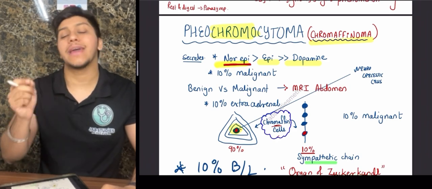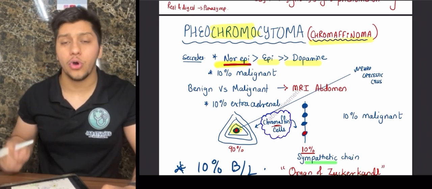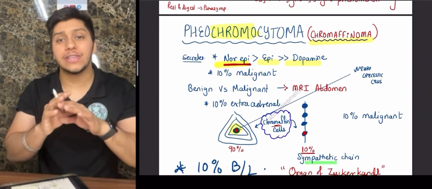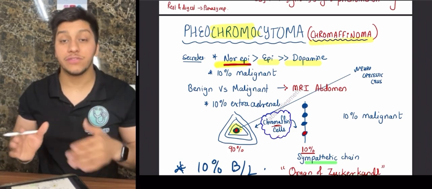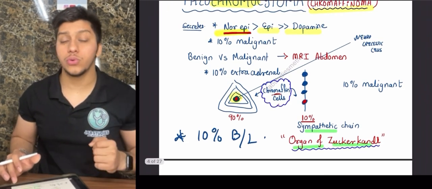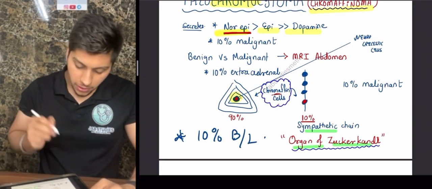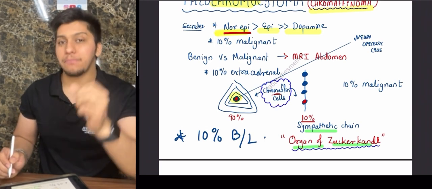Now the problem with MRI abdomen is, if the size of the tumor is less than 1 centimeter or less than 10 mm, this MRI will show a normal result, which is a false negative. For which the next method you have to do is you have to use a PET DOPA or a MIBG scan.